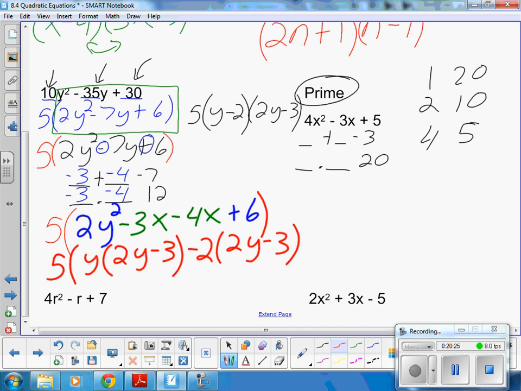Okay? Is there any way I can add those two numbers? The signs have to be the same and negative. So is there any way of me adding those numbers to get a negative 3x? This would be negative, negative, negative. Is there any way for me to do that? No. So that means this is prime. Now, does it mean that it can't be factored? No, it just cannot be factored by a whole number, or integers, which are positive and negative whole numbers. So that one is prime.